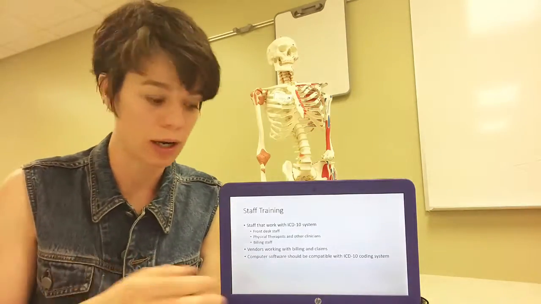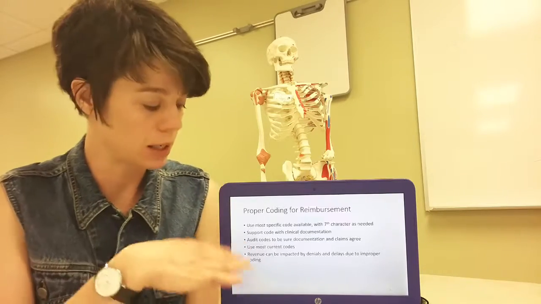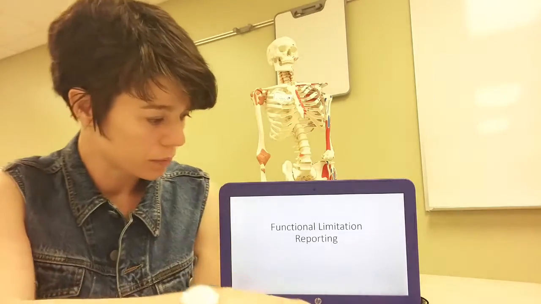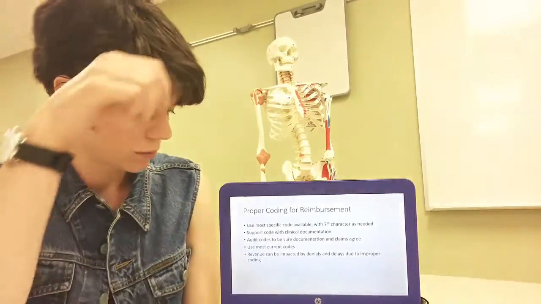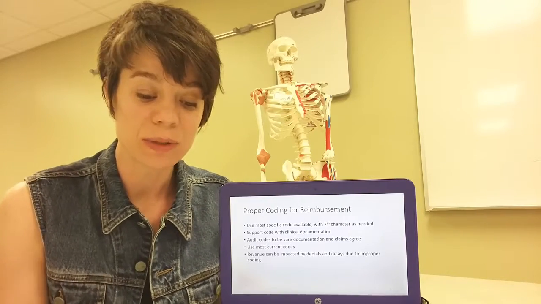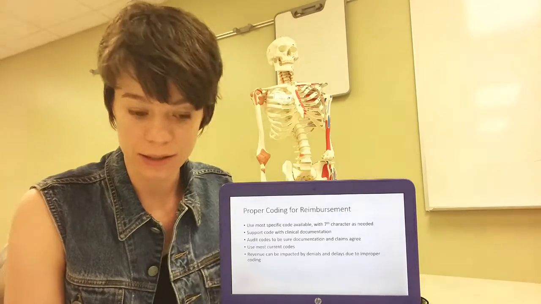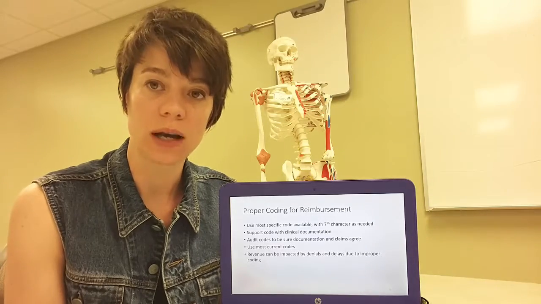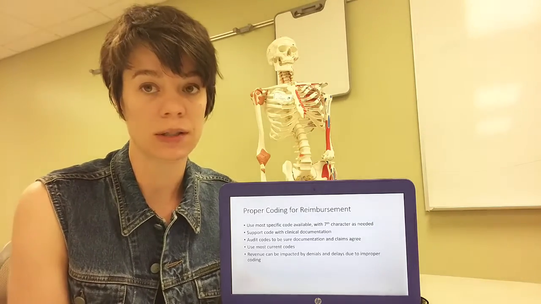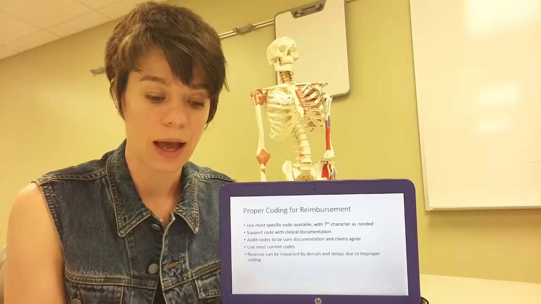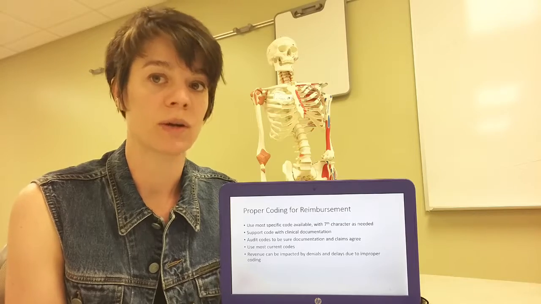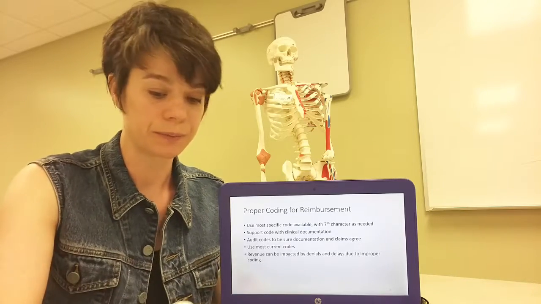Additionally, your staff should be trained with this system, and here's a list of staff to think about. Oh, sorry. So here are some takeaways. Use the most specific code available with the 7th character as needed. Support your code with clinical documentation. Your clinical site should audit these codes to make sure that documentation and claims agree. Use the most current version, and remember that revenue can be impacted by coding.